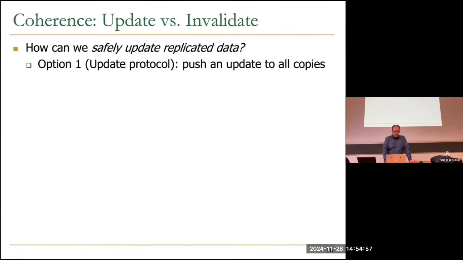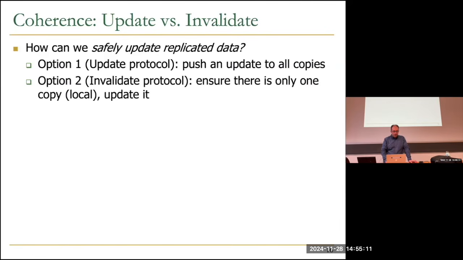How can we safely update replicated data? One option is that we use an update protocol. So we push an update to all copies. Once you update, you push this update to all caches that you have in your system, and they should update. Another option is that you just tell them that I updated this block and they need to invalidate their copy essentially.